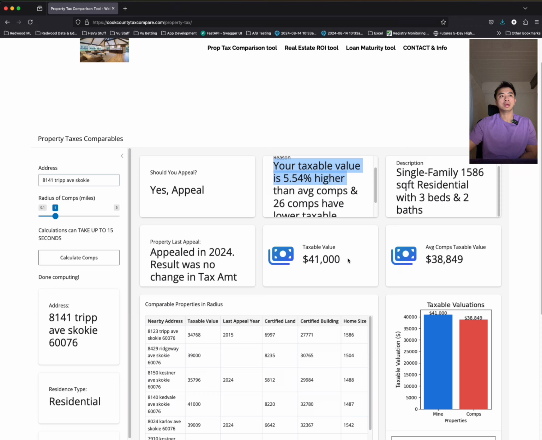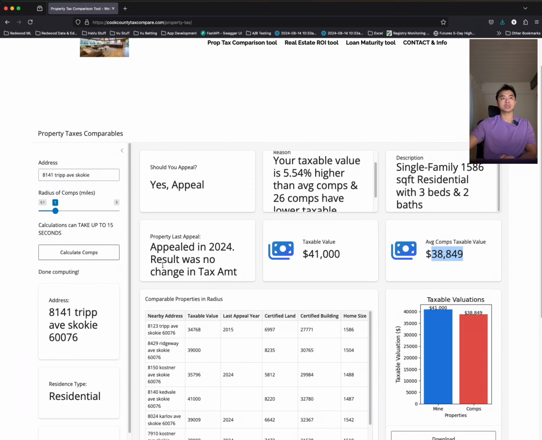And the county assigns it a taxable value of $41,000 versus $38,850 for the comps around. It was appealed in 2024, but the result was no change in the tax amount. So this is suggesting that you should appeal for 2025.